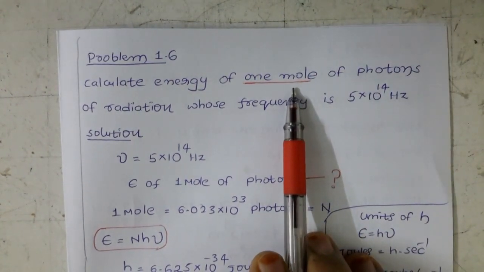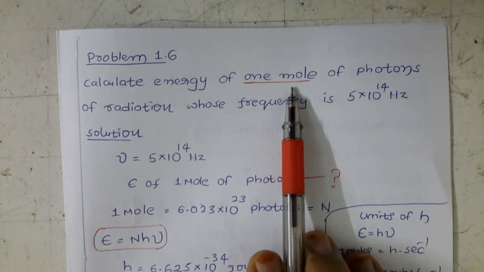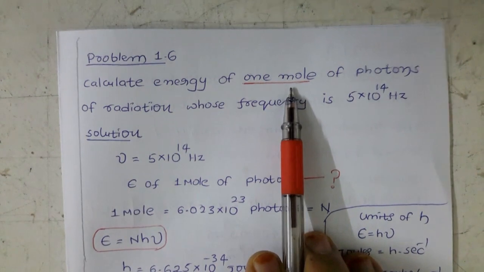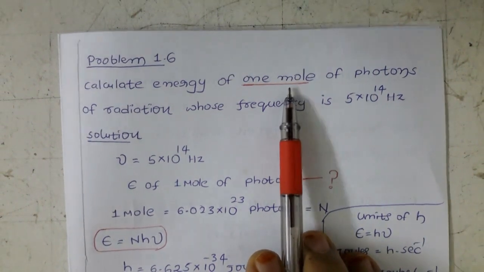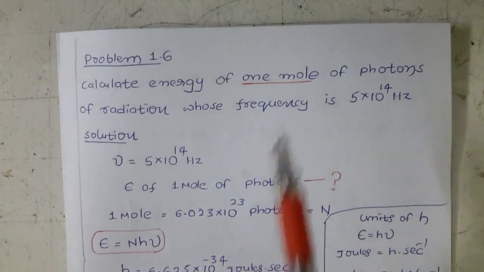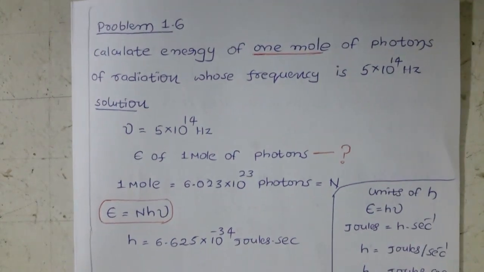1 mole of photons. In the previous video we came across that we can calculate the energy of 1 photon and 1 mole of photons. Now, what are they asking? The energy of 1 mole of photons. Now let us discuss the solution.